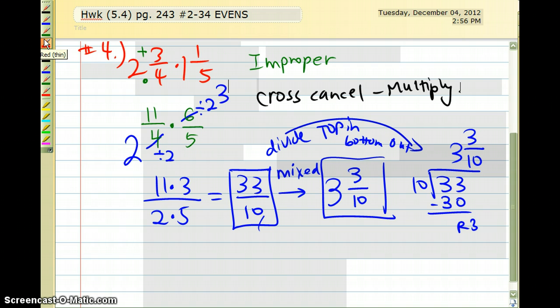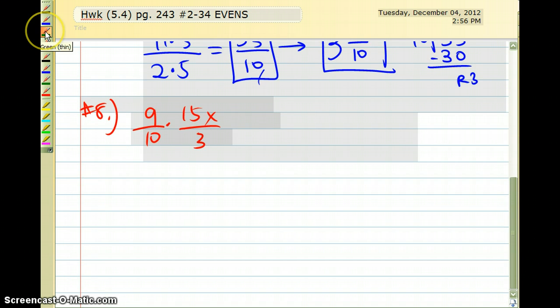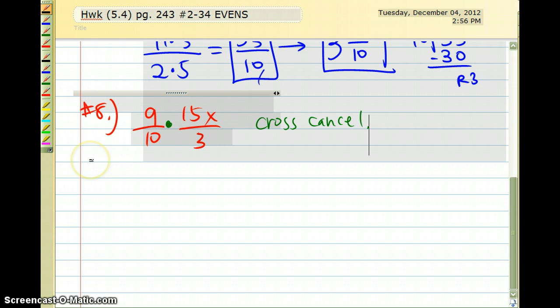I'm going to skip down to number 8 with a variable. Don't get scared by the variables. I know that sometimes we do. Okay, for the variables, you're just going to multiply like it was a variable. So here, I want to see if I can cross cancel first before I begin to multiply. That just helps me to simplify the question a little bit earlier.